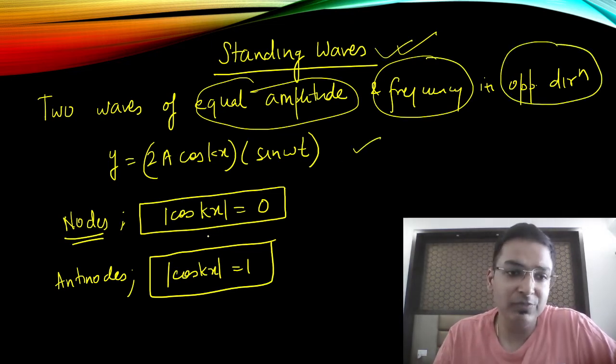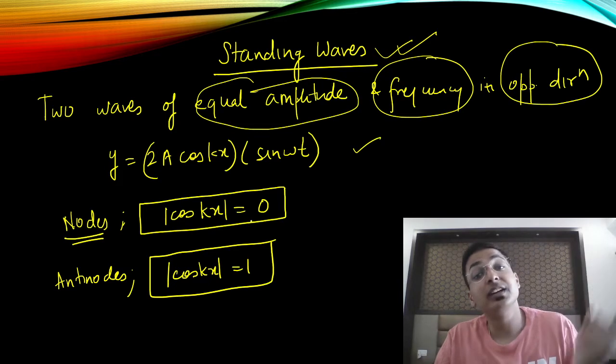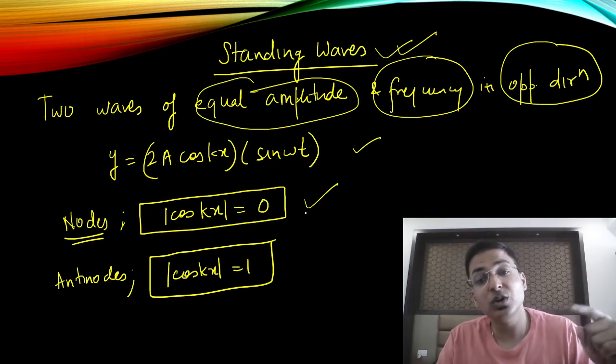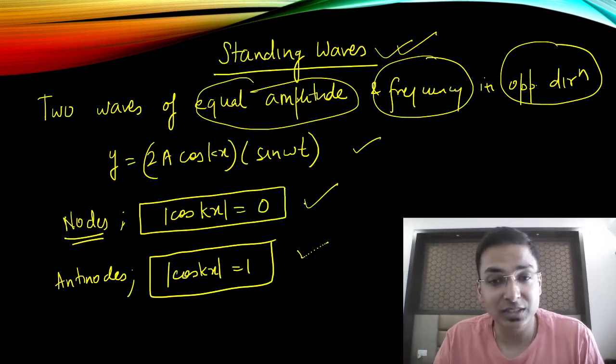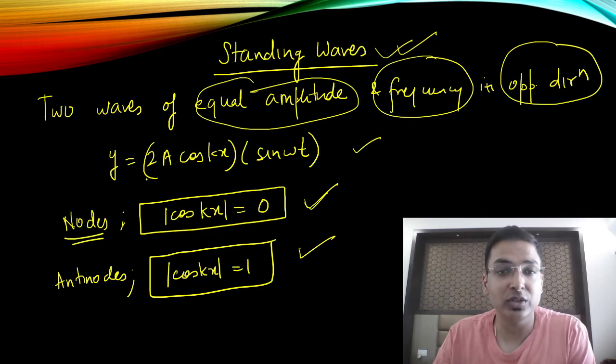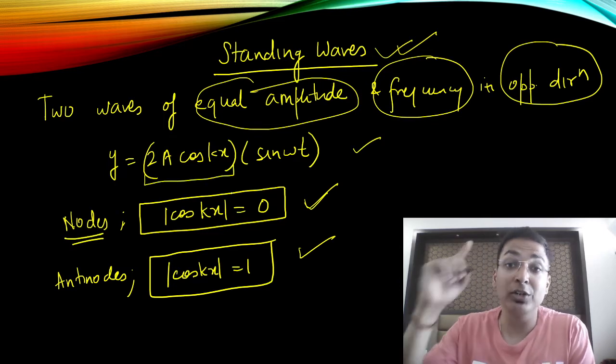This is the equation. And what are nodes? Nodes are the points for which displacement is zero, and antinodes are the points where the displacement is maximum. So this is for nodes, this is for antinodes. And this is the amplitude. So amplitude is varying with x.